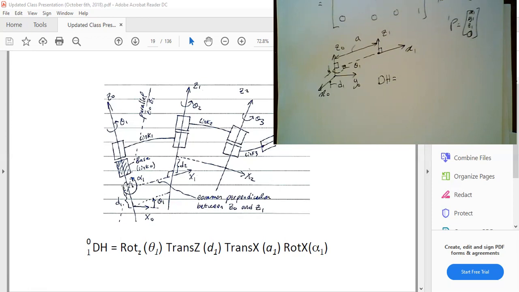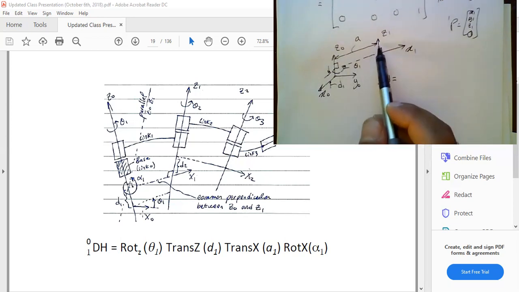Now, basically, these are collocated, right? Now my x0 is here and it's pointing toward that. Then I can translate along x, because x0 is in the same direction as x1 right now. So now my x0 is here. I can translate along x by a distance of A. So now I'm here. And in this figure, alpha would be 0 because here I drew Z0 and Z1 to be parallel, right?